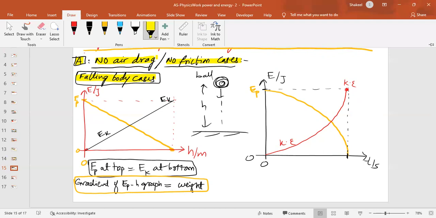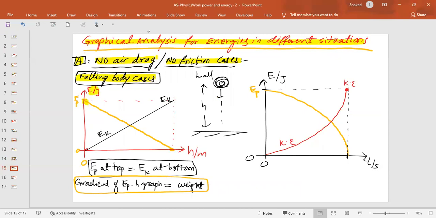Well, if there is no air, and the graph is between energy and height, then the GPE graph line would be a straight line, and the kinetic energy line would be a straight line of positive gradient. As GPE at top is kinetic energy at bottom, that's why it would be a cross. Since the gradient of the potential energy distance graph equals the weight, that's why it would be a cross.